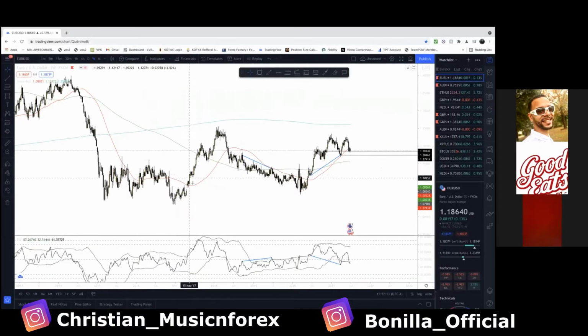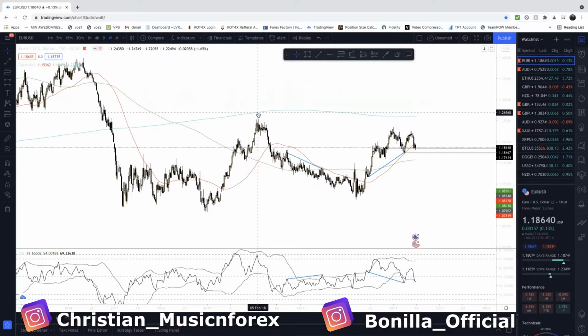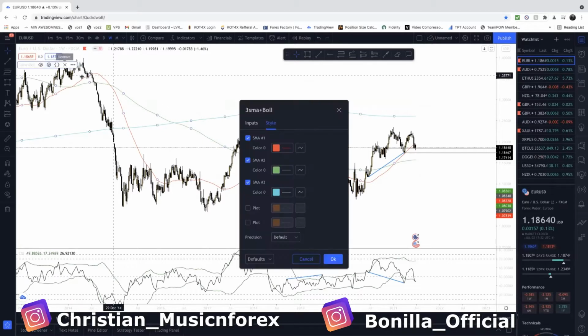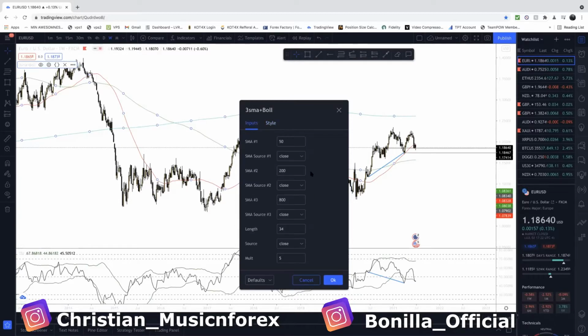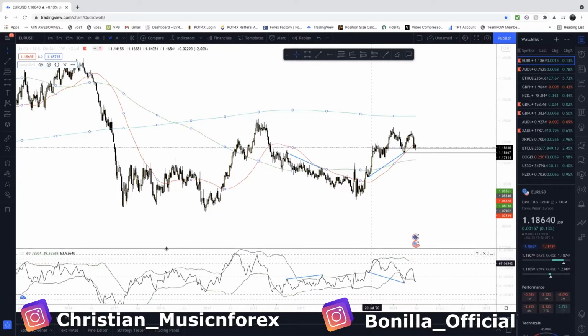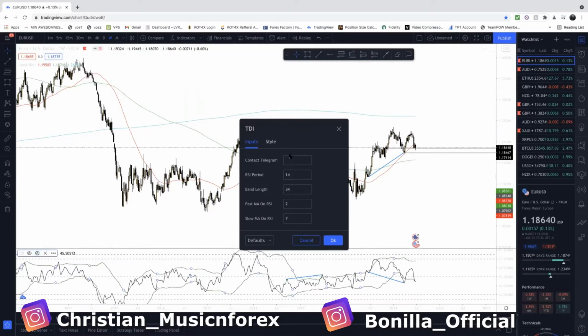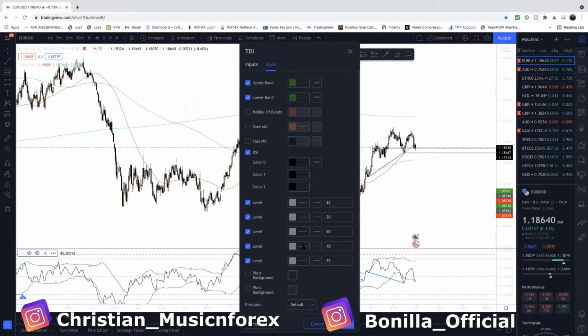It's fairly simple. There's three SMAs: the 50, which is the red, the 200, which is the green, and the 800, which is the blue here. These are the settings. These are just the colors I use. And that's the inputs. You can pause and copy these. And on the bottom here, I have the RSI, TDI. Those are the inputs. You can pause and copy. Make sure to copy these exactly just so you can be on the same exact page.